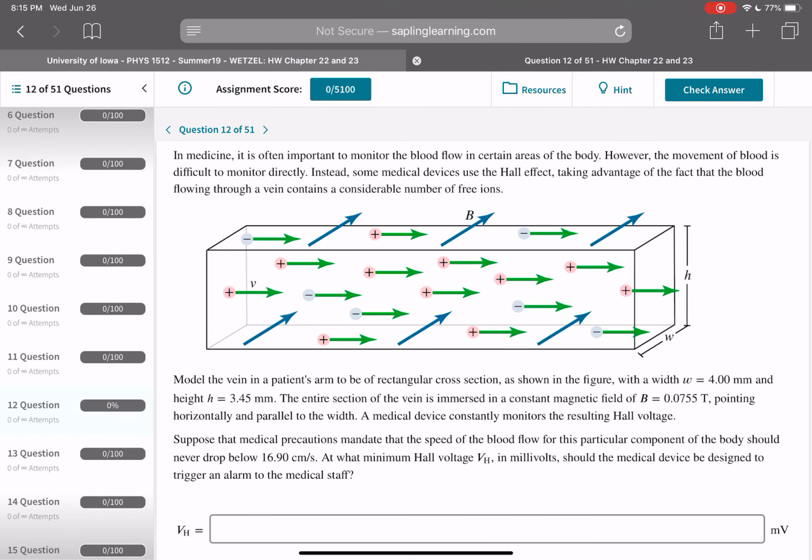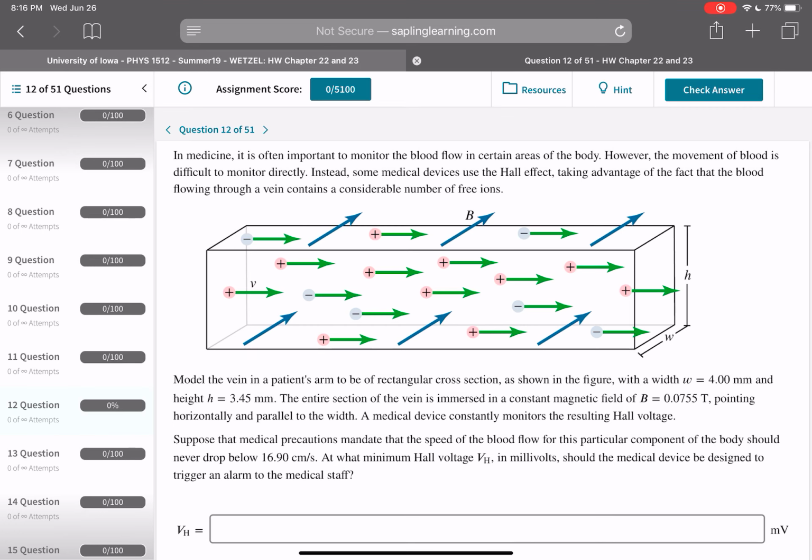Suppose that medical precautions mandate that the speed of blood flow for this particular component of the body should never drop below 16.9 centimeters per second. At what minimum Hall voltage in millivolts should the medical device be designed to trigger an alarm to the medical staff? Okay, so they're trying to measure blood flow using a Hall effect device, and they want it to trigger an alarm when the flow rate drops below 16.9 centimeters per second.